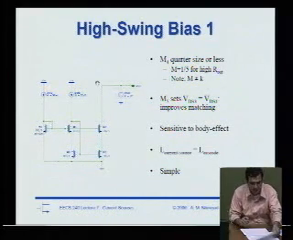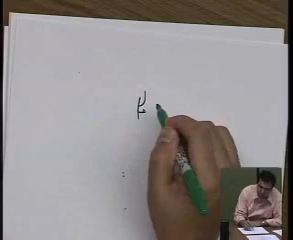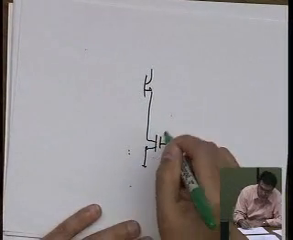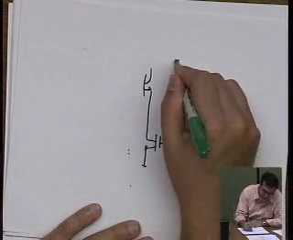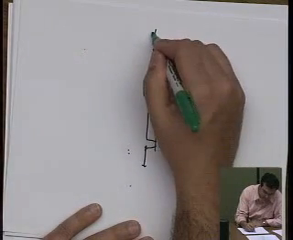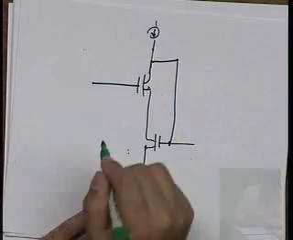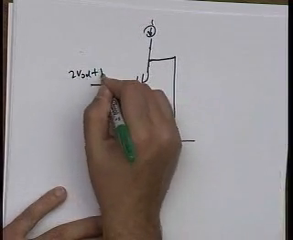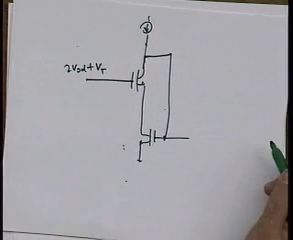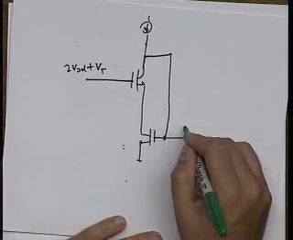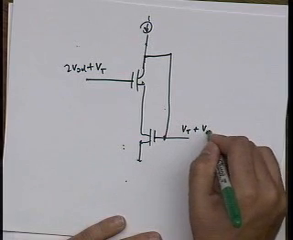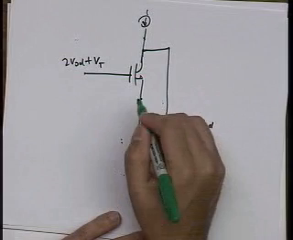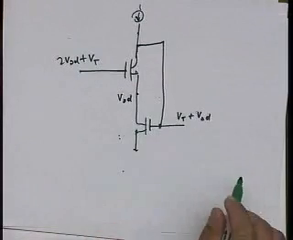Let's just calculate this real quick, because this is a nice little building block that we'll use again and again. What I've done is I've taken the gate voltage and presented it to the drain, and this is biased at 2V overdrive plus a VT. And this point is just a VT plus a V overdrive. And this point here is just V overdrive, right?